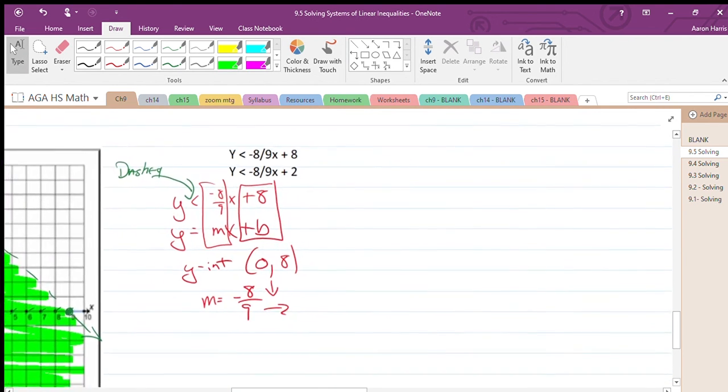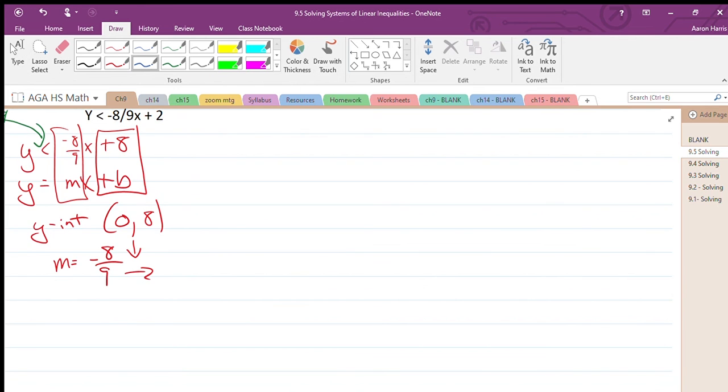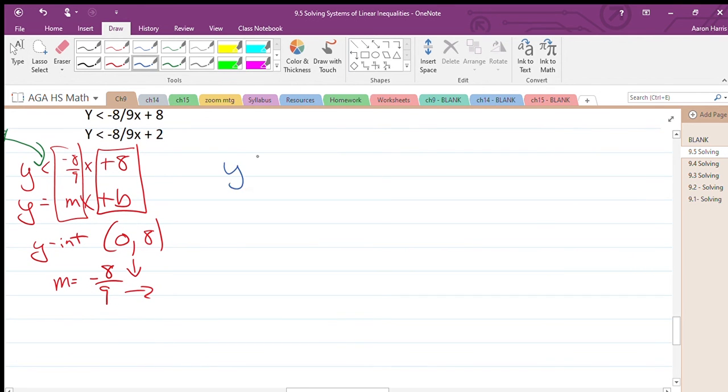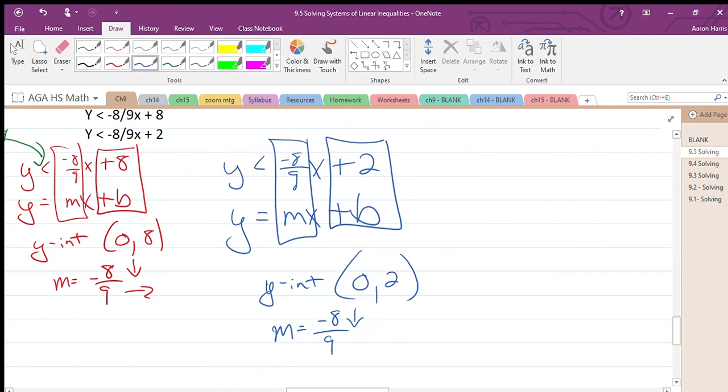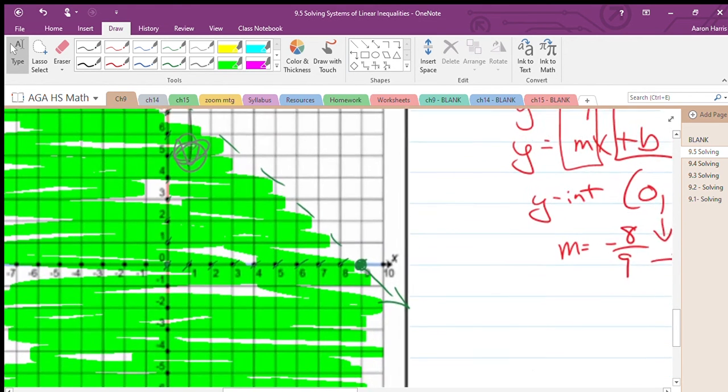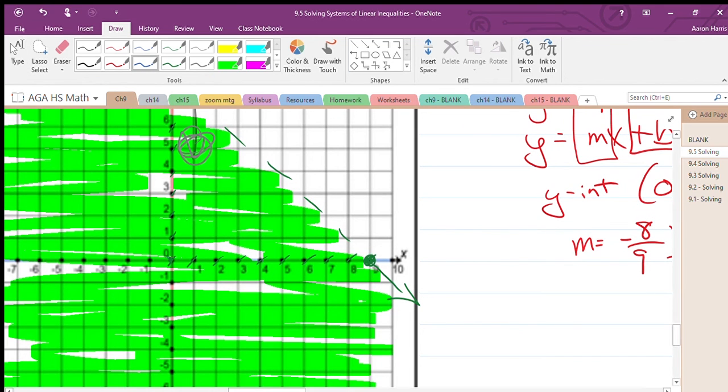All right, so let's do the second one. The second one says what? y is less than negative 8 over 9x plus 2. Again, slope-intercept form. So I know b is 2, slope is negative 8 over 9. So my y-intercept is what? 0, 2. My slope is what? Negative 8 over 9. I go down 8 and to the right 9. So let's find 0, 2. Here is 0. Here is 2 on the y-axis.